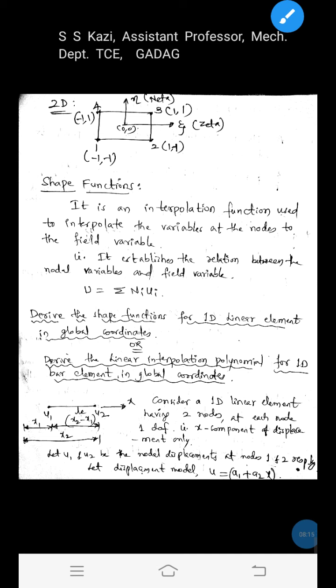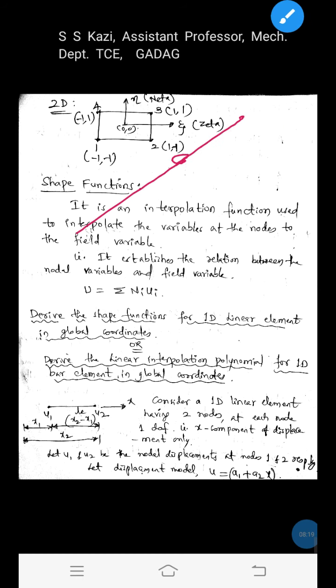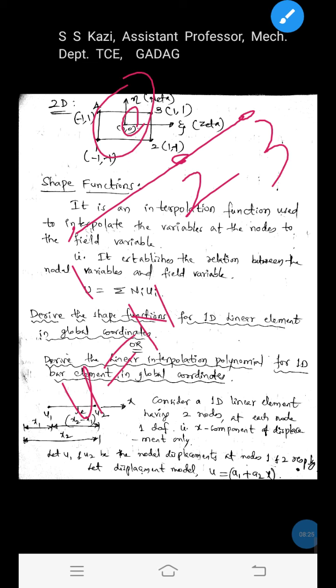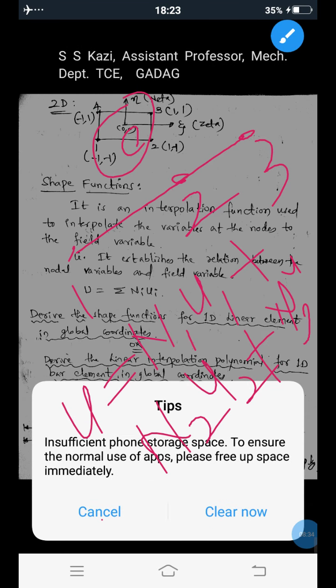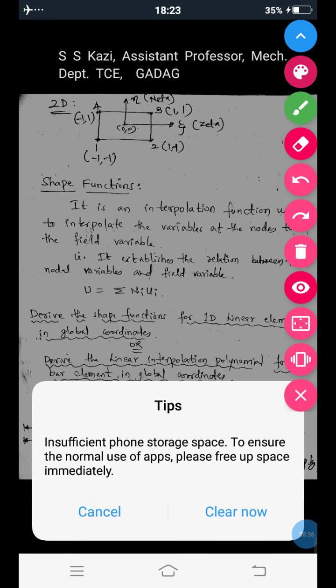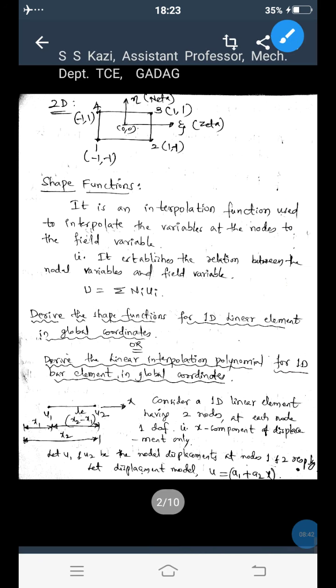That means by using the shape functions we can determine the displacement at any point on the element of that particular finite element model. For example, if you are using a three noded element, a single element, then u will be summation of Ni ui, that is N1 u1 plus N2 u2 plus N3 u3. If it is two noded, then it will be N1 u1 plus N2 u2.